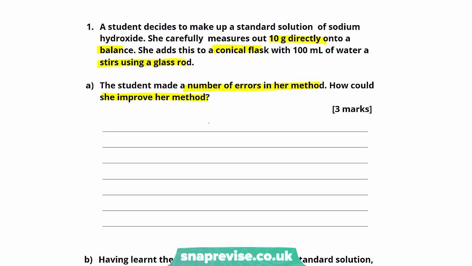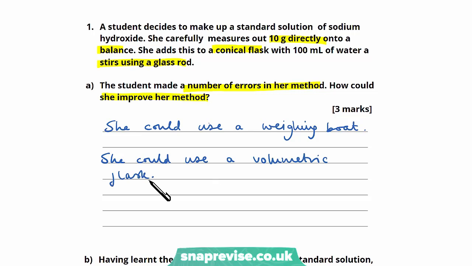It says here that the student measures out 10 grams of sodium hydroxide directly onto a balance. It's probably better for the student to use a weighing boat to ensure that no residue is left behind, as the weighing boat can easily be washed out to ensure that all of our chemical reactant is being used. So the first improvement is she could use a weighing boat. In the method, we're then told that she adds this to a conical flask. The student could instead use a volumetric flask to ensure that an accurate solvent volume is measured.